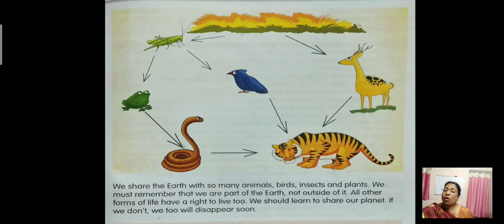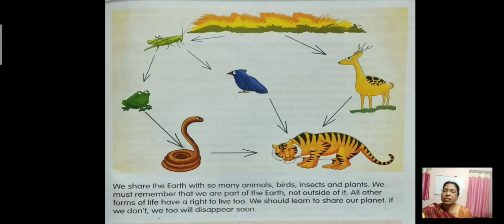So here, what does the author say? That we have to share the earth. This earth consists of so many animals, birds, insects and plants. So we need to remember that we are a part of this earth. We have to share with all the other creatures, isn't it, children? And we need to live with all of them, okay. All other forms of life have a right to live too, means every creature has a life and they have a right to live on this earth. We need to share our planet with them. So if we don't share with them, soon we too will disappear.